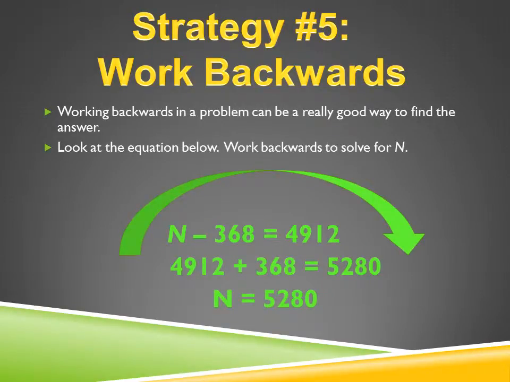Strategy 5 is to work backwards. Working backwards in a problem can be a really good way to find the answer. Look at the equation below. Work backwards to solve for n.